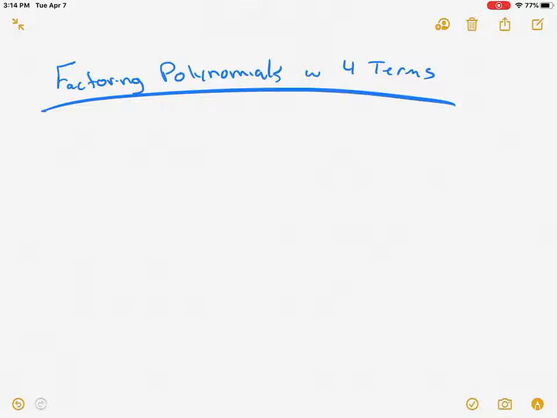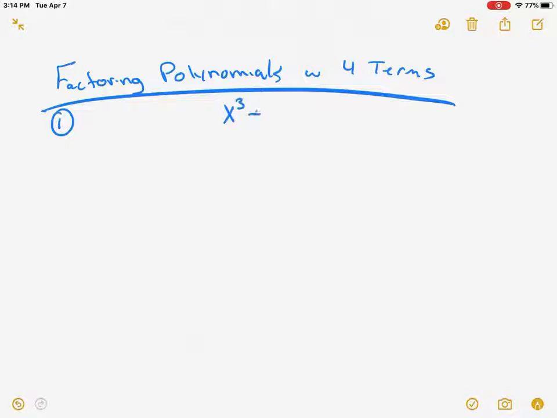Factoring polynomials with 4 terms. All right, we have 4 steps. Step 1, we're going to group the first 2 terms together and the last 2 terms together. Okay, so let's go ahead and take a look at this one.